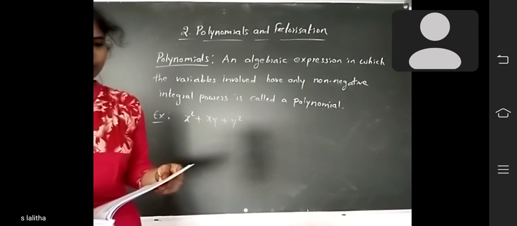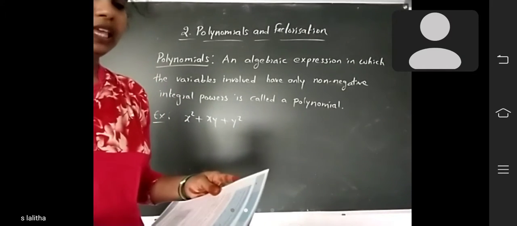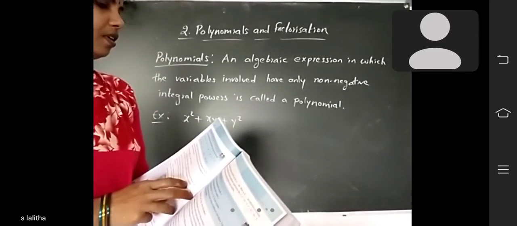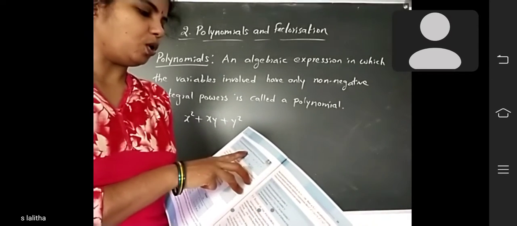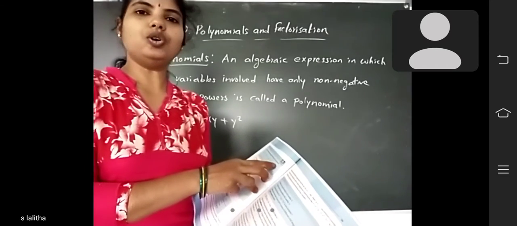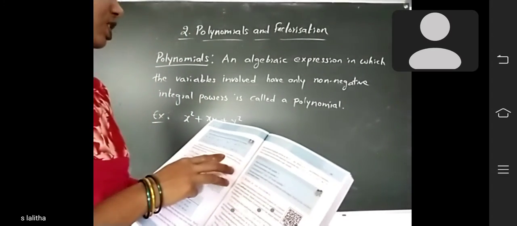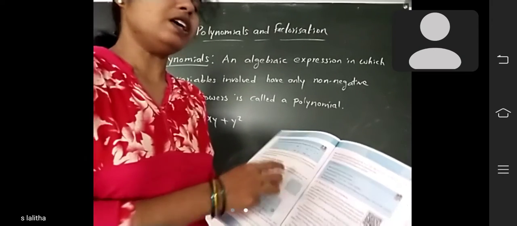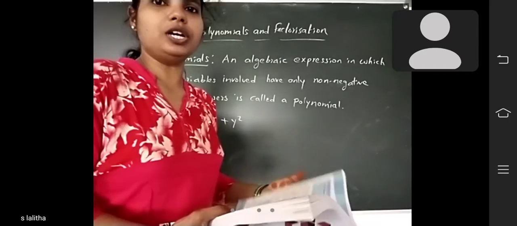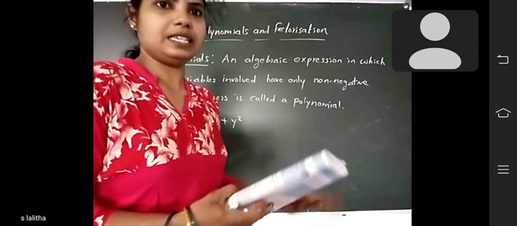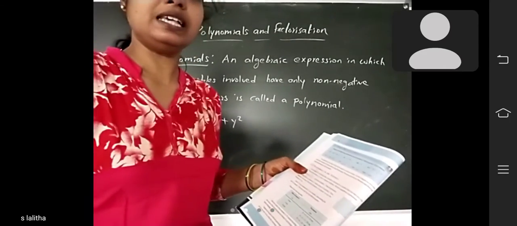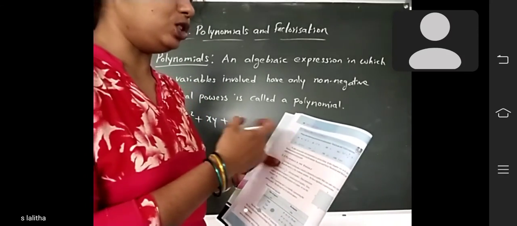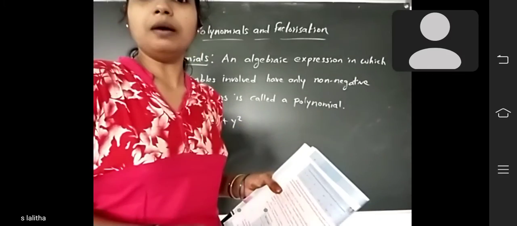Next, open your textbook, page number 28. Think, discuss and write is there. Which of the following expressions are polynomials? Which are not? Give reasons. See here, first question: 4x squared plus 5x minus 2. Is this a polynomial or not, children? Yes, it is a polynomial. Why? Because all the powers are non-negative numbers only.